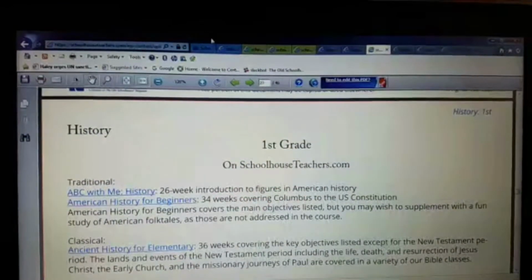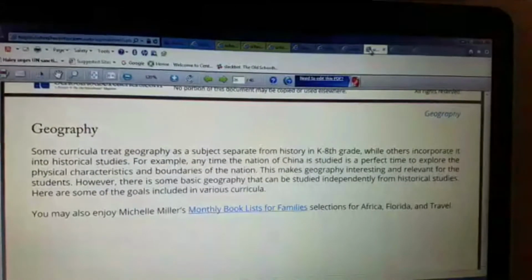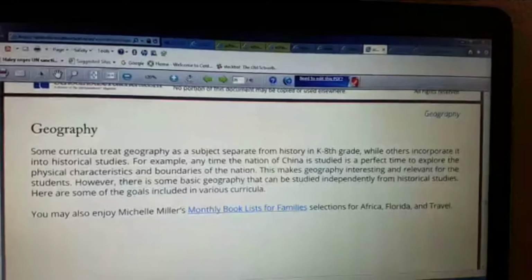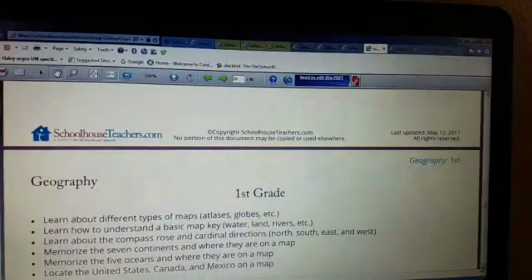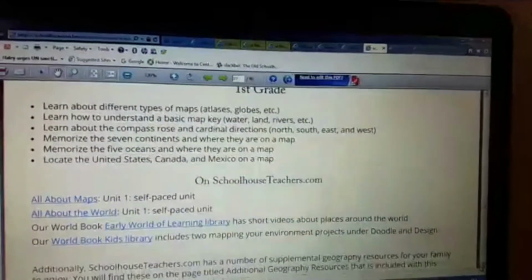Now the next thing we're going to look at is geography. And all this just goes down the line. Geography, sometimes you don't have to do geography. This is totally up to you. There's lots of options here. But this one says geography, you kind of have to learn about the basics of maps.